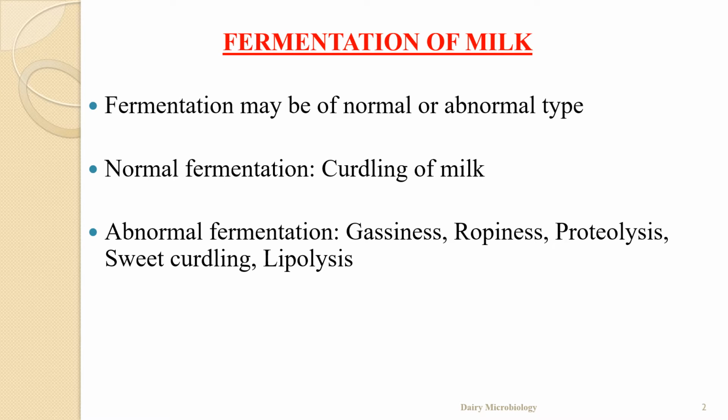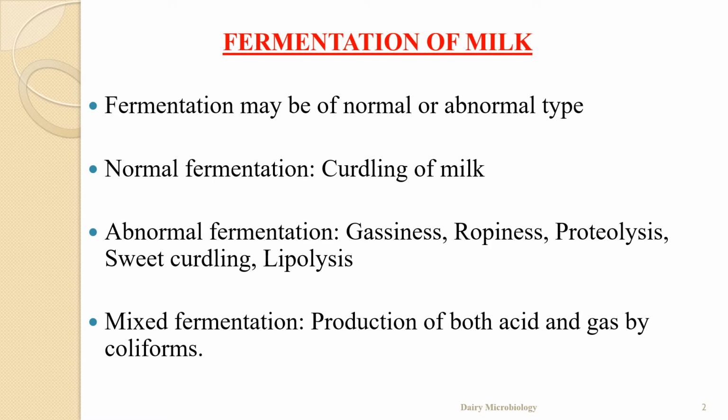But changes like gassiness, ropiness, proteolysis, sweet curdling, and lipolysis are examples of abnormal fermentation. Abnormal fermentation means undesirable changes that occur in dairy products due to the growth of microorganisms. When two or more fermentations occur simultaneously in dairy products by the microorganisms, it is called a mixed fermentation. For example, production of acid and gas by spoilage causing microorganisms, for example coliform. This is an example of mixed fermentation.